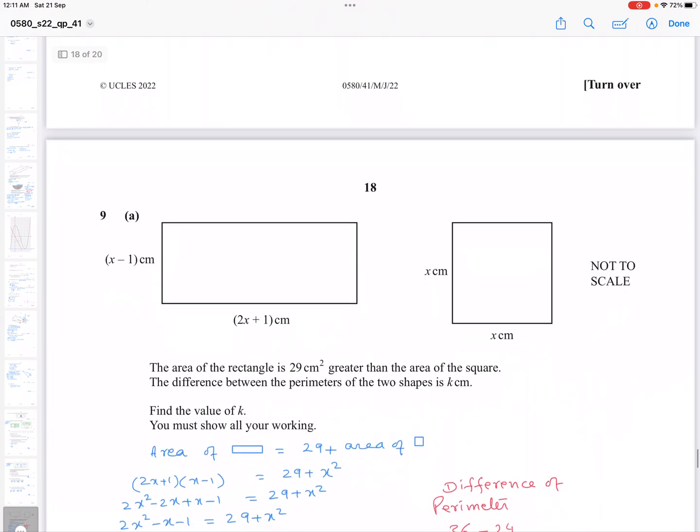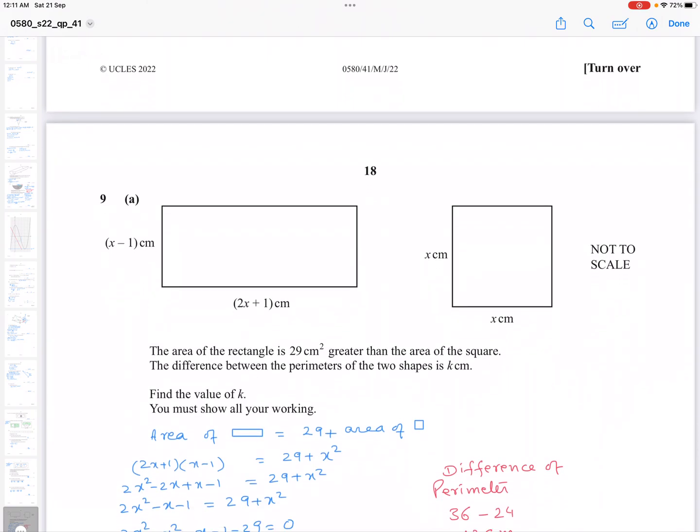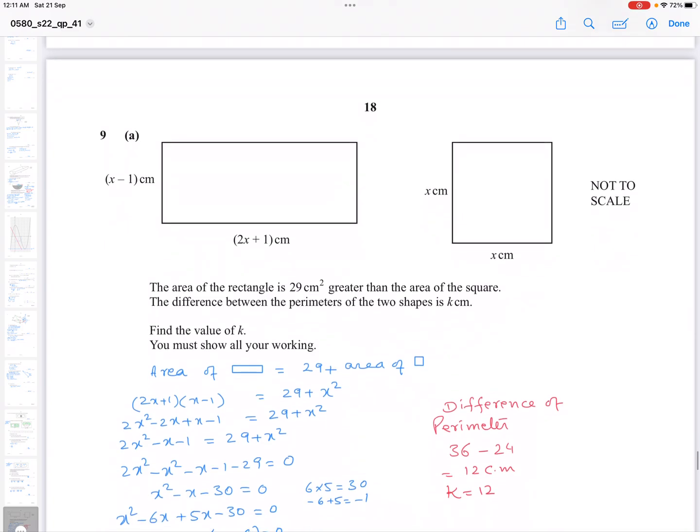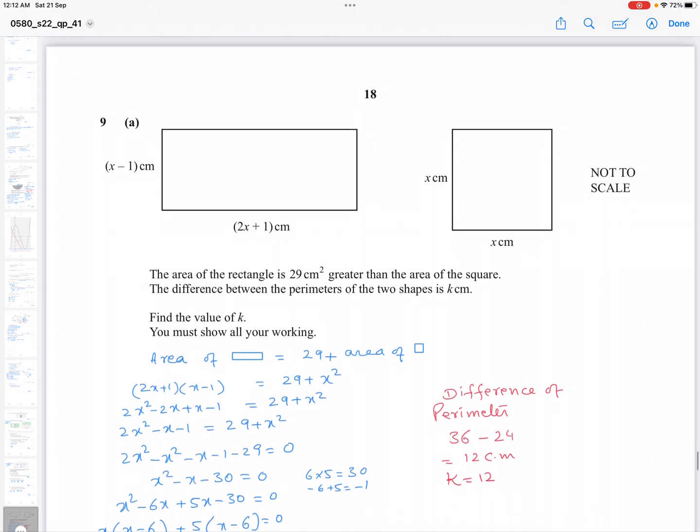So rectangle, sides of rectangle in terms of x is given and side of square is given. The examiner wants us, the area of rectangle is 29 centimeters square greater than the area of the square. The difference between the perimeter of the two shapes is k. Find the value of k.